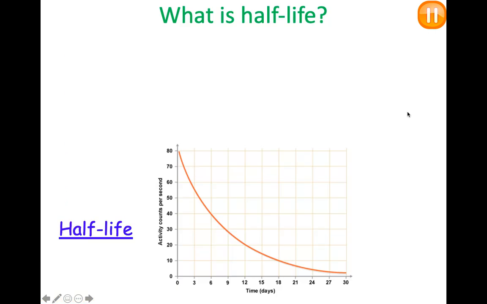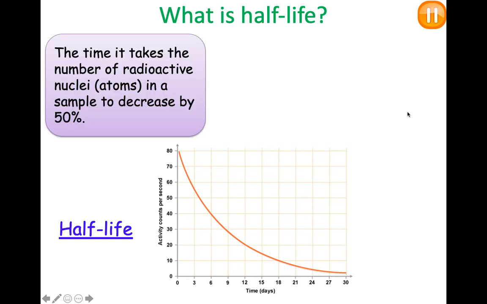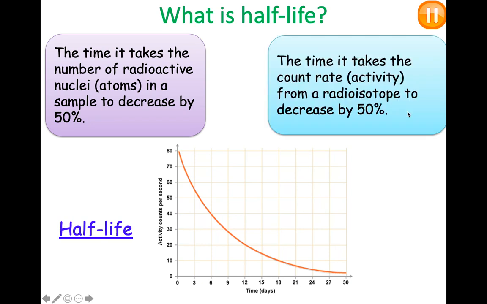Now we're going to talk about half-life. That experiment models what half-life is. There are 2 definitions we can have for half-life. The time it takes the number of radioactive nuclei or atoms in a sample to decrease by 50%, so 50 is half. Or the time it takes the count rate, which is the activity, from a radioisotope to decrease by 50%. Either of those is a correct definition.